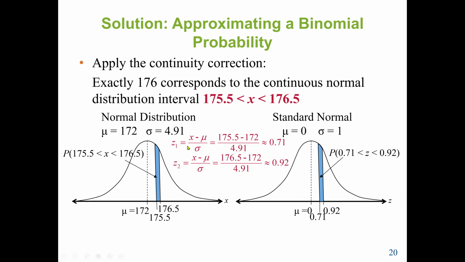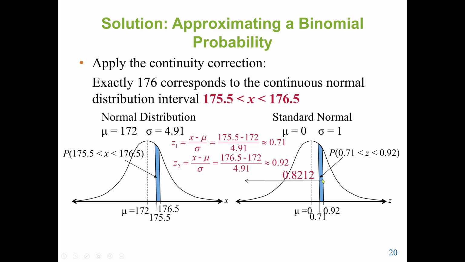So now we get a Z1 value: 175.5 minus 172 divided by 4.91, and that gives us 0.71. So this is our first Z value. The second Z value, using 176.5 minus 172 over 4.91, we get this value. Then we find a P for both of them. When we get a P for both of them, we subtract. And that's what is next.